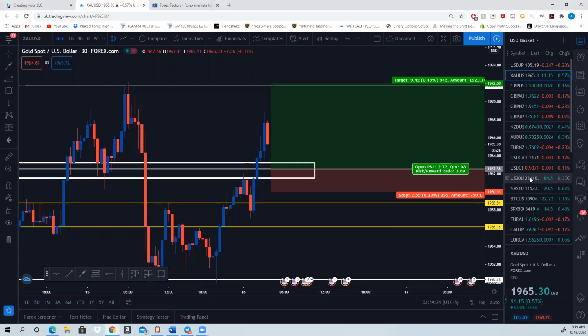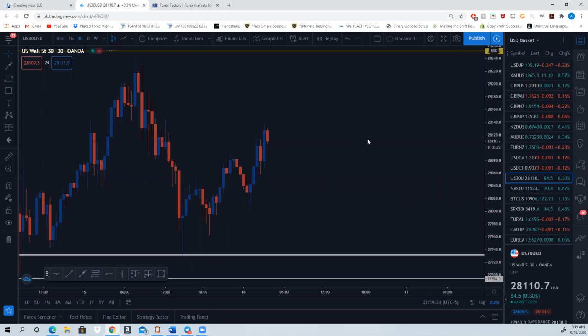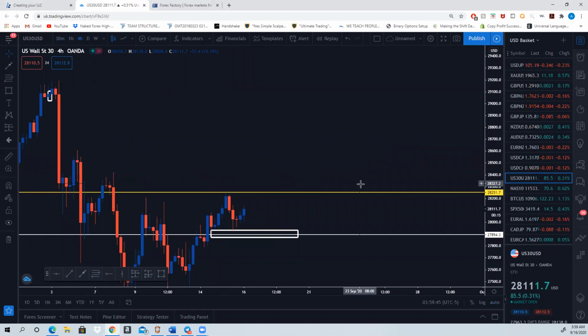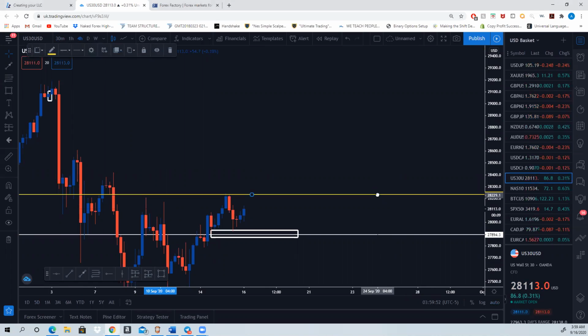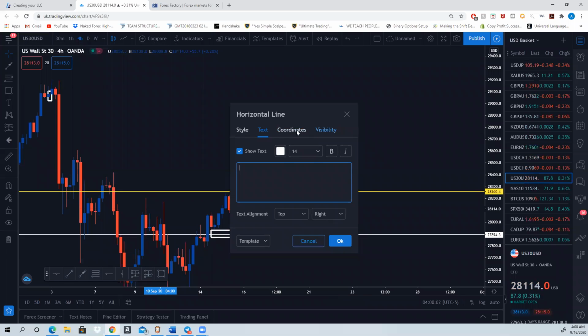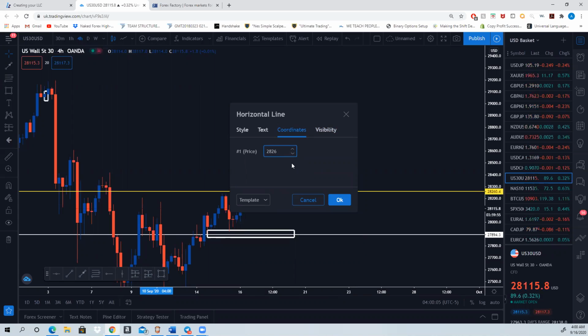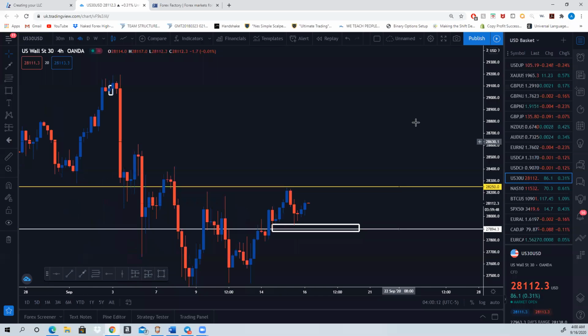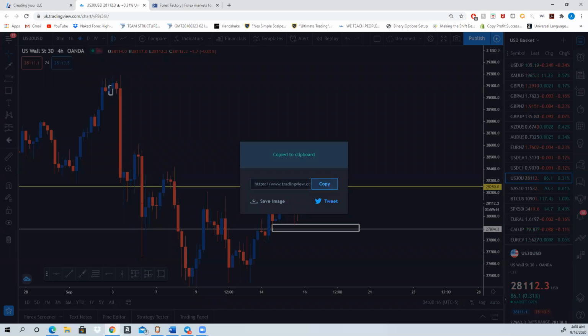Let me give you this US 30 chart, so you can see what I'm looking at. We need a break above this yellow resistance. Okay, there is a US 30 chart.